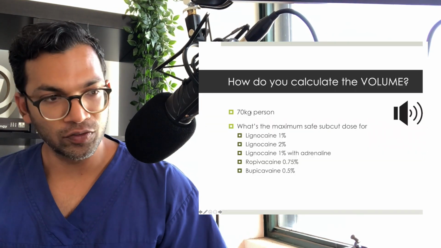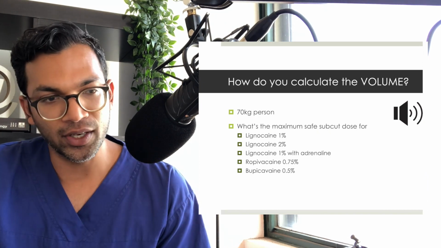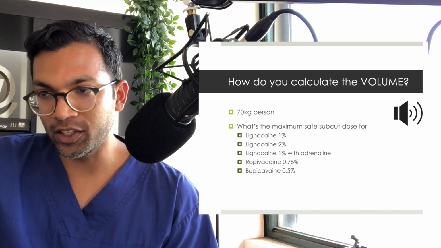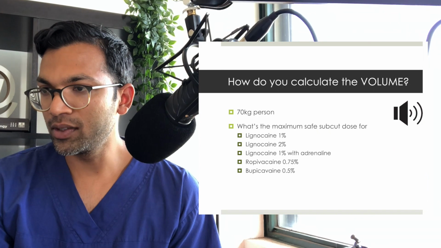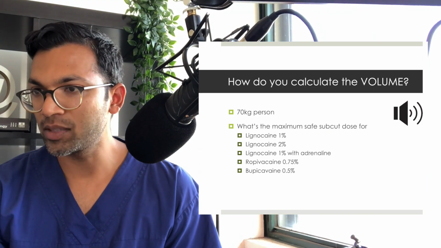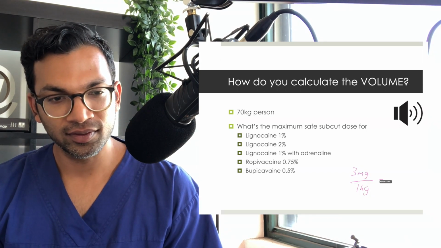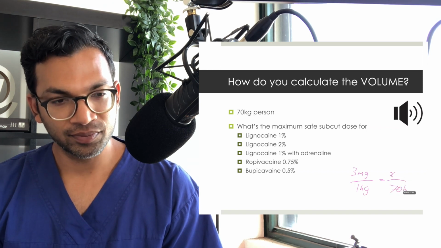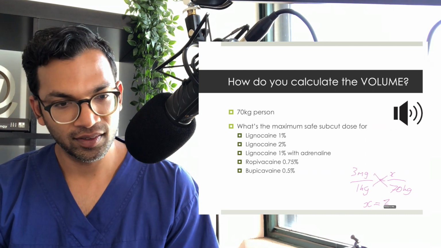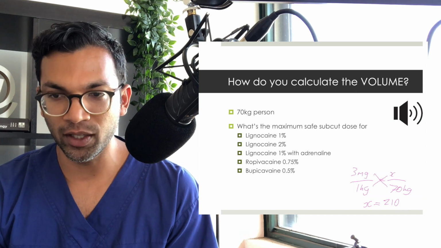How do you calculate the actual volume? Does anyone want to just tell me if you had a 70 kilogram person and you know the lignocaine toxic dose is 3 milligrams per kilogram, can some brave soul just step me through the process for calculating the maximum amount? If it's 3 milligram per 1 kilo, you let it equal X over 70. And then cross multiply. So you get 210. Beautiful. 70 times 3 milligrams per kilogram equals 210 milligrams total.